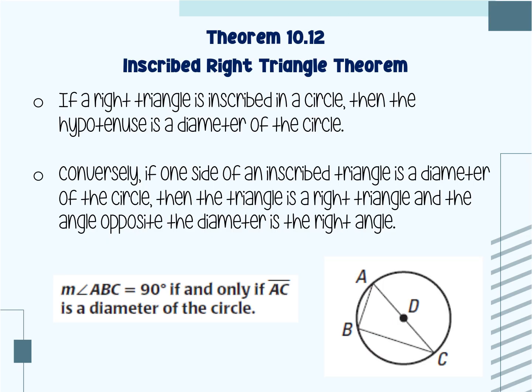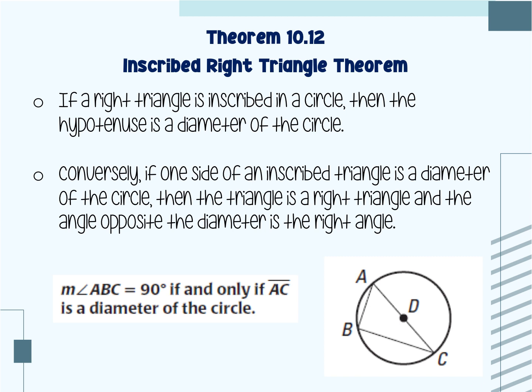So we have theorem 10.12, which is the inscribed right triangle theorem. So they're all kind of derived from the previous ones. So let's just read what it is first. If a right triangle is inscribed in a circle, then the hypotenuse is the diameter of the circle. And then conversely, if one side of the inscribed triangle is a diameter of a circle, then the triangle is a right triangle, and the angle opposite the diameter is a right angle.